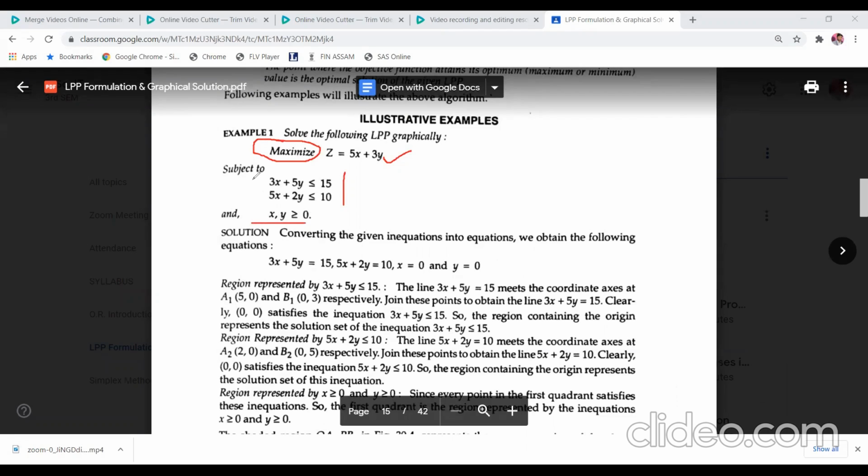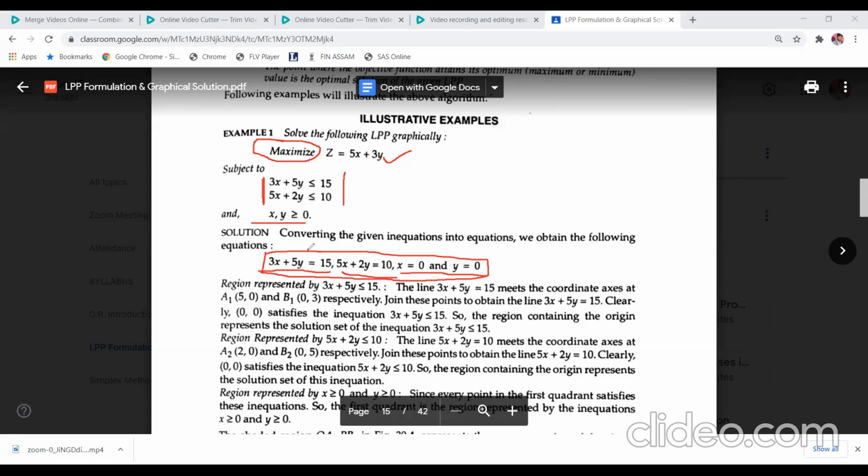So step 2: first you need to convert these inequations into equations. The non-negative restrictions also you have to convert into equations: x equal to 0 and y equal to 0. So you got the equations. We have 4 equations. Now these 4 equations you draw on the graph.